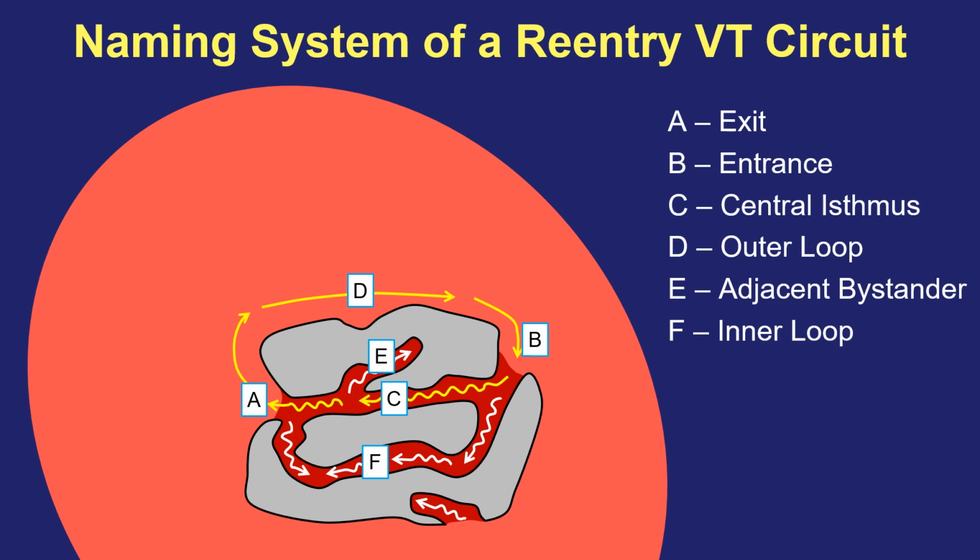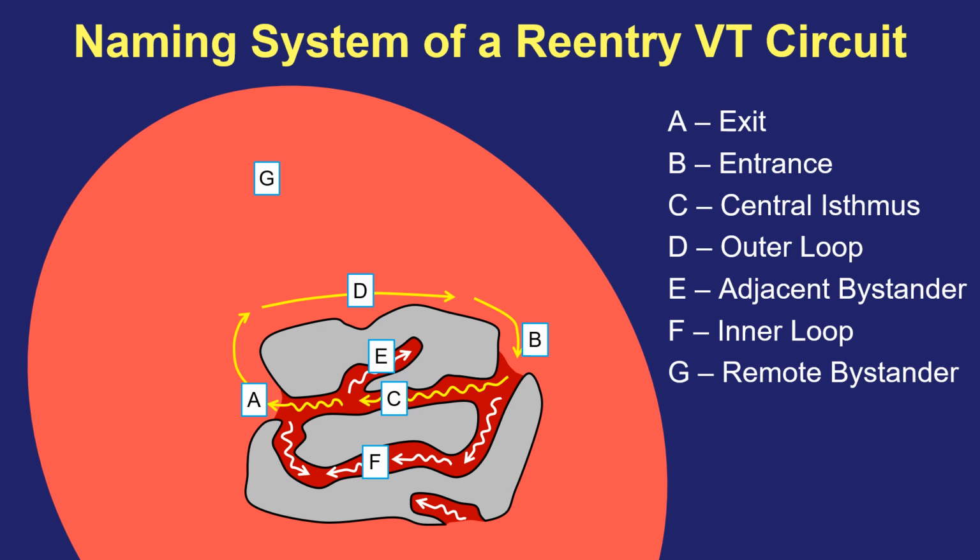There can be dominant or active inner loops that actually are responsible and participate in the active VT. You can have non-dominant or passive inner loops where there is slower conduction than the VT circuit itself, and ablation therefore would not necessarily affect the VT, and we'll review that at the end.